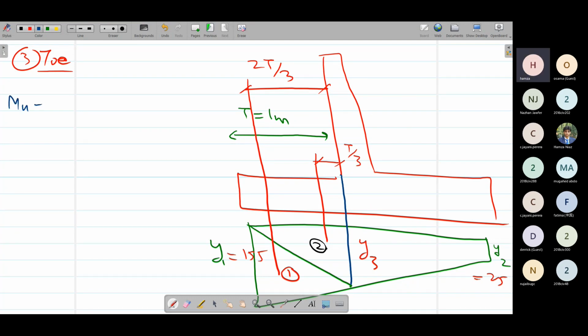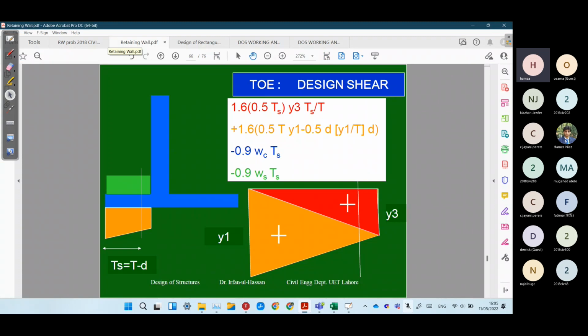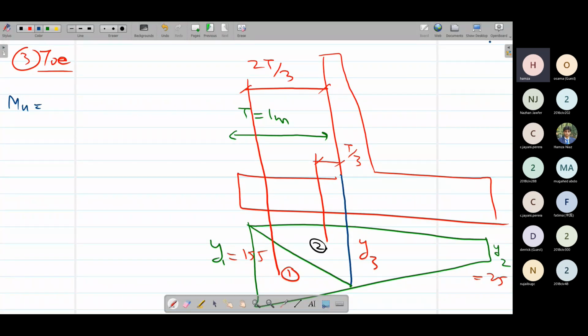So the Mu value would be, I think the factor of safety is 1.7. Sorry, 1.6. So our factor of safety is 1.6 for these bearing pressures. So 1.6 times the area of the red triangle. What would be the area of the red triangle? Half into base into height. One by two into base. We have the base of the triangle as Y1.